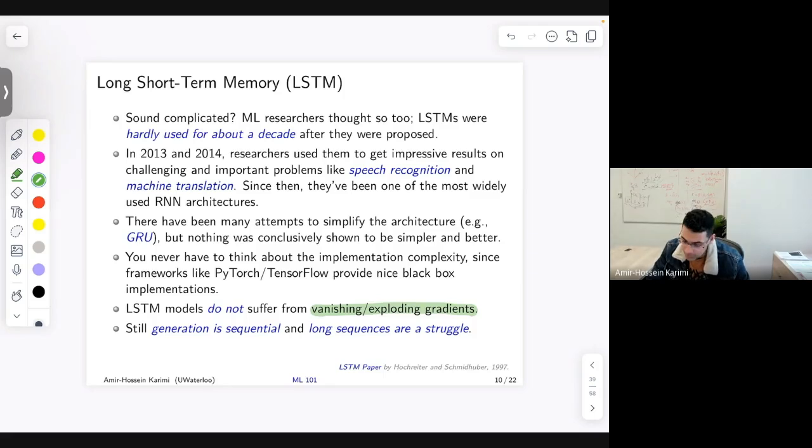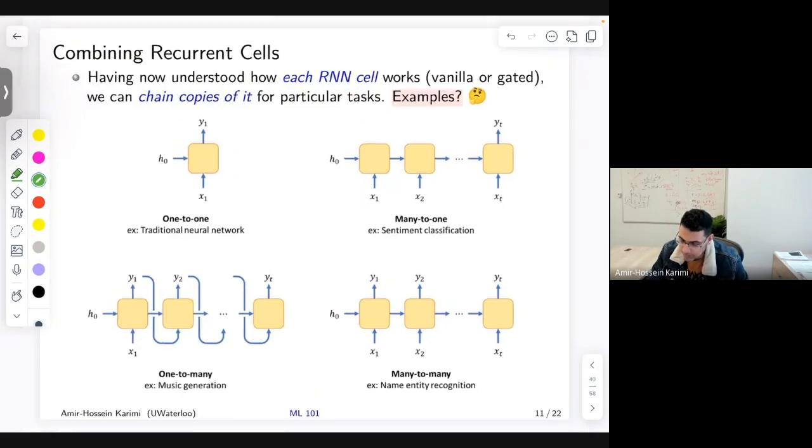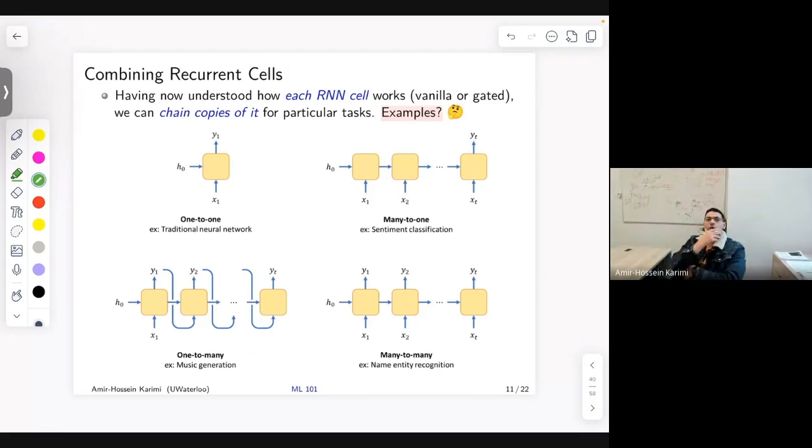Having now understood how each of the RNN cells work, vanilla or gated, we can now chain copies of it together for particular tasks. For instance, if I only have one copy, that's just the traditional feed-forward neural net. Input goes in, one output comes out, time step is equal to 1.